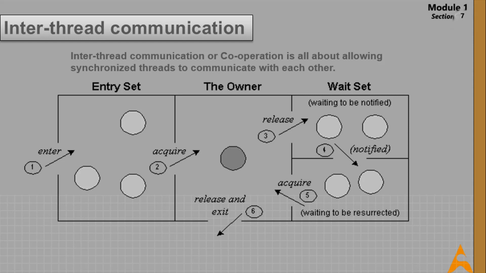The point-to-point explanation of the diagram is as follows. Threads enter to acquire lock. Lock is acquired by one thread. Now the thread goes to the waiting state if you call the wait method on the object. Otherwise it releases the lock and exits. If you call the notify or notifyAll method, the thread moves to the notified state, the runnable state. Now the thread is available to acquire the lock, and after completion of the task, the thread releases the lock and exits the monitor state of the object.